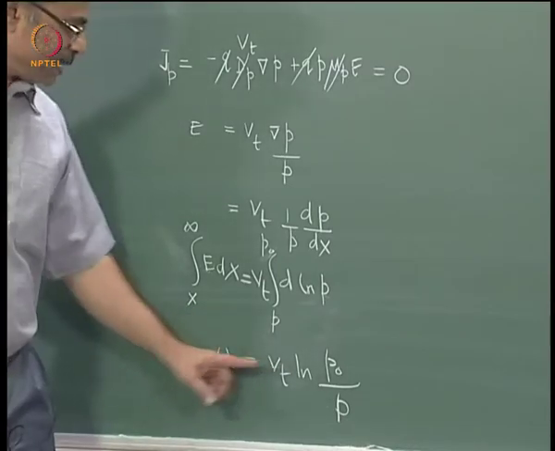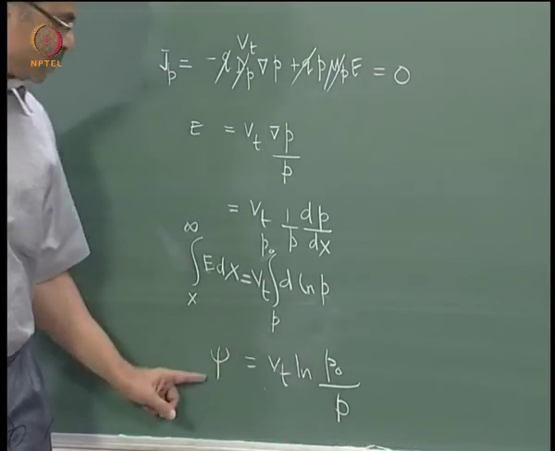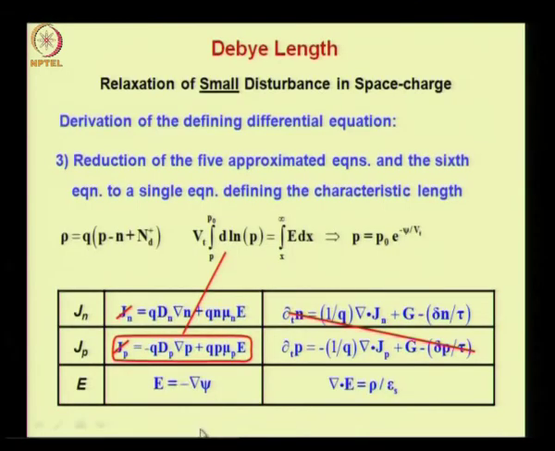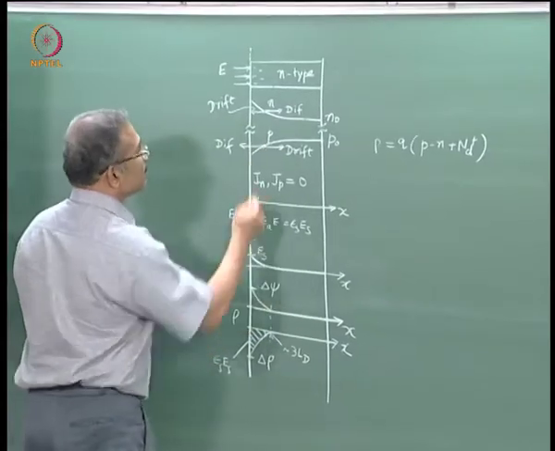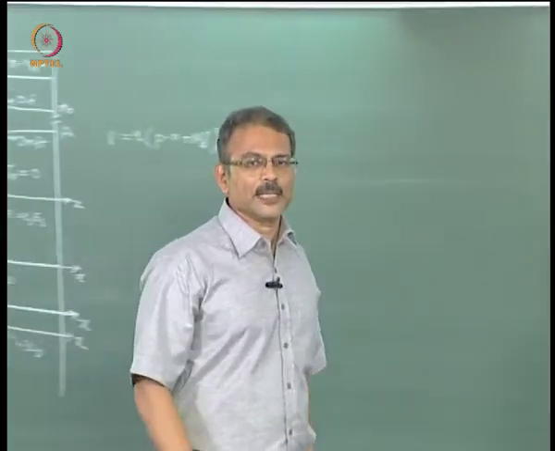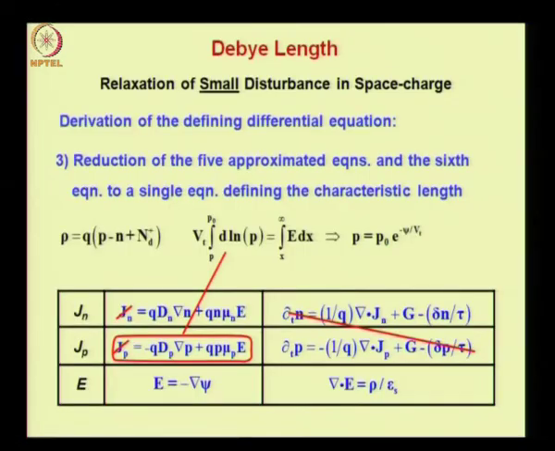So this is all right because p is less than p0. Okay, that is why you get ψ here. So this is the result that is shown here. So p is equal to p0 into exponential minus ψ by Vt. Okay, so you can see that as the potential is rising here, the p is falling. That is why the negative sign in the exponential. So p is p0 into exponential minus ψ by Vt.